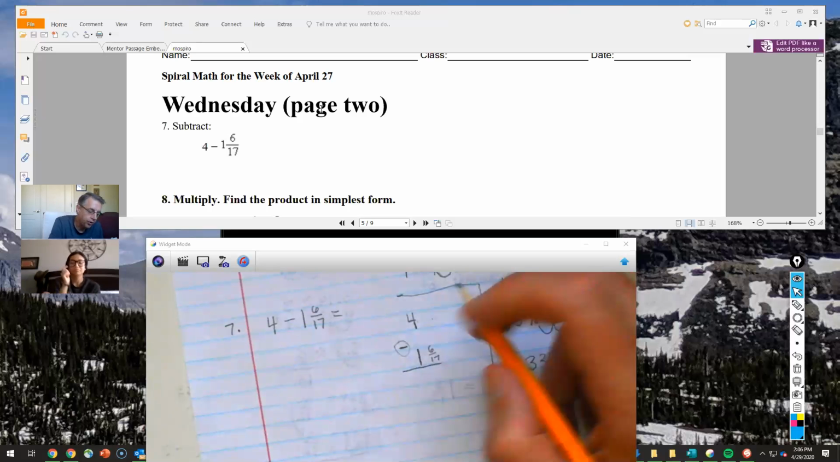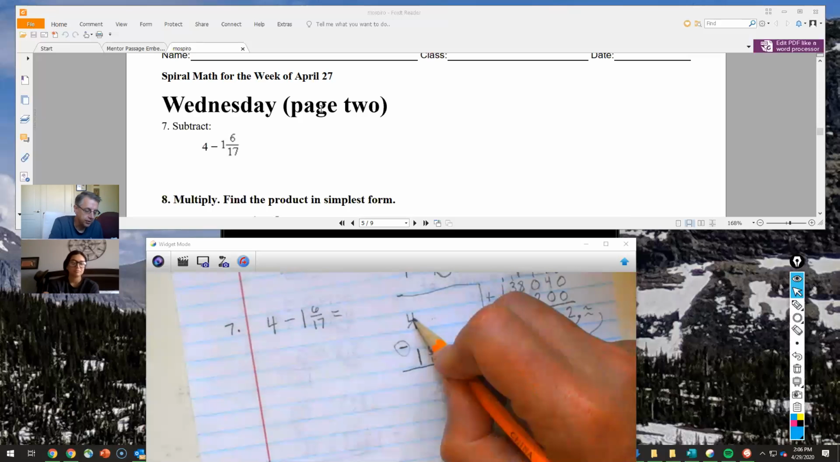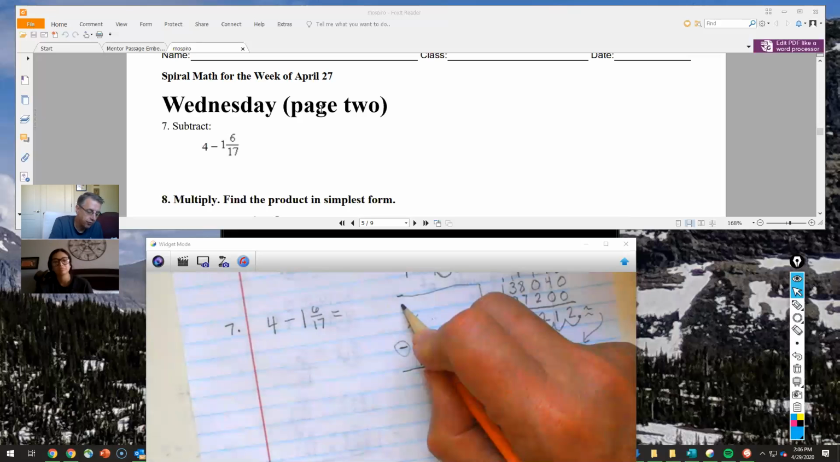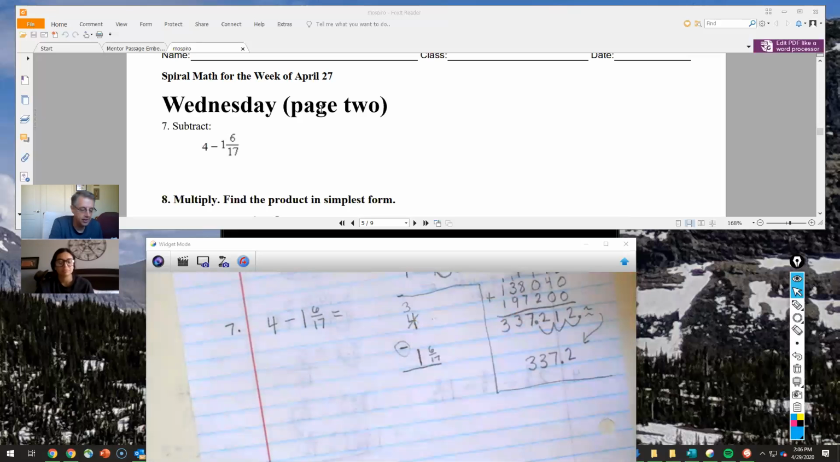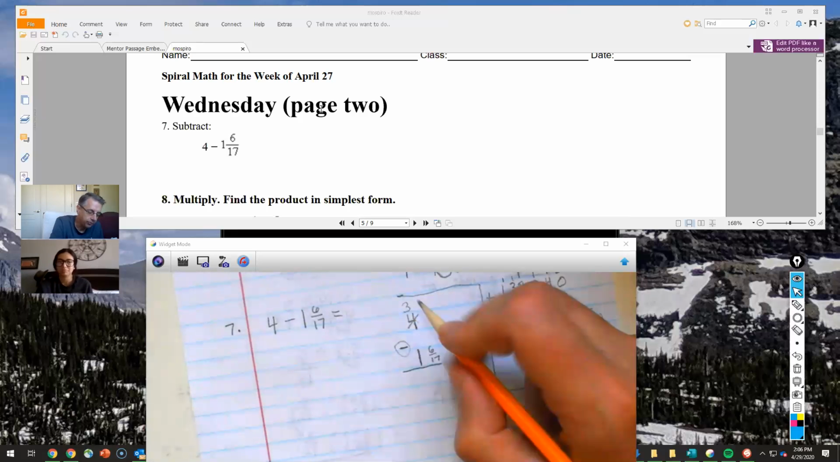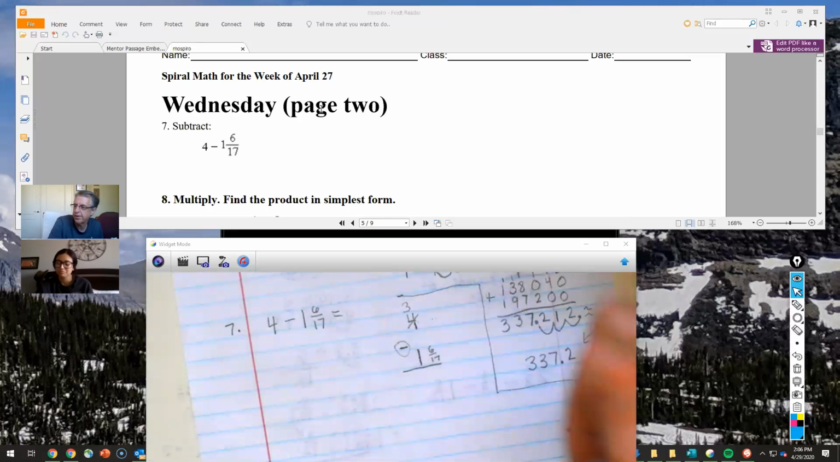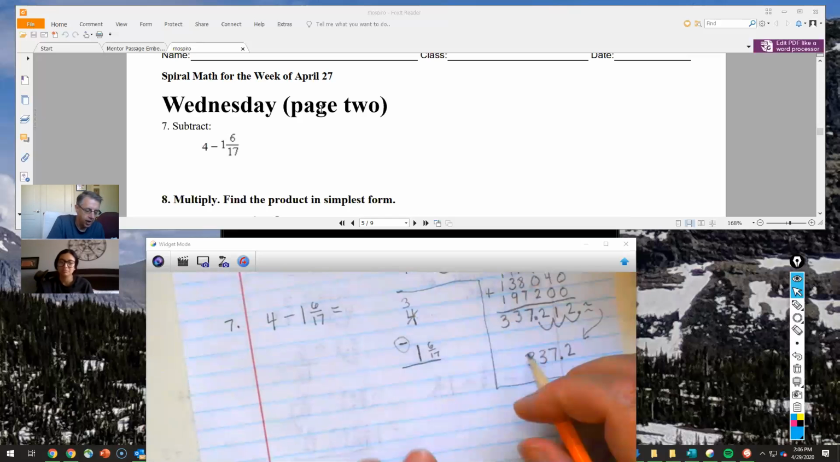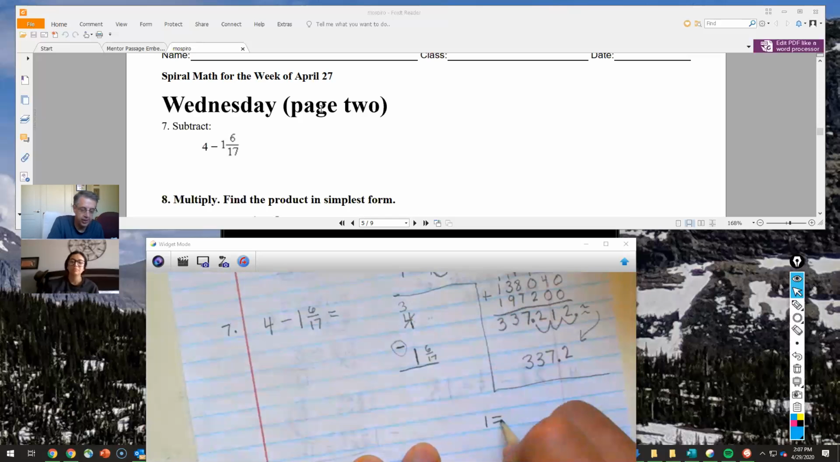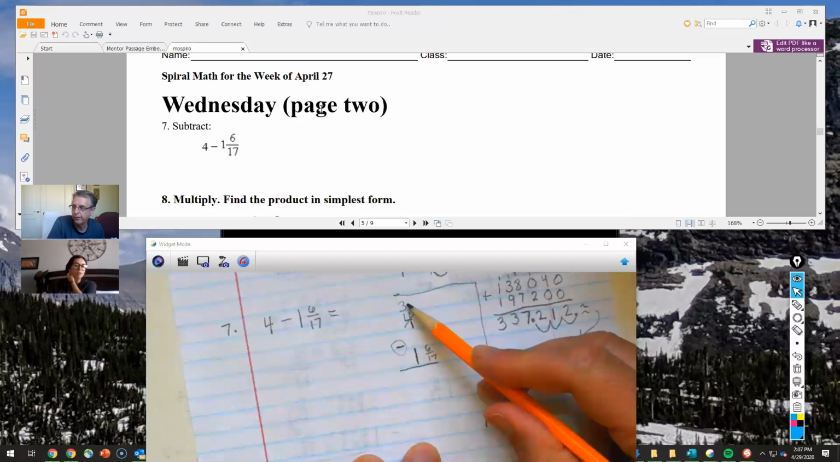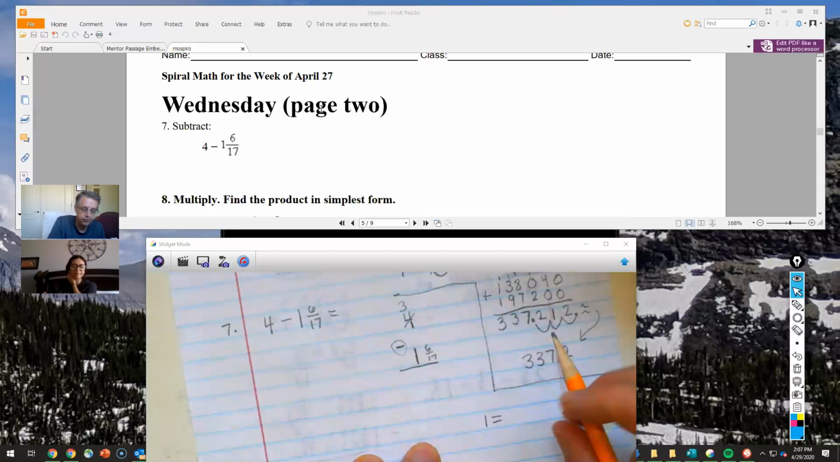We're going to borrow 1 whole from the 4. So I take 1 whole away from 4, that becomes 3. Now when I have 1 whole, and I'll just write it down here to remind you what's going on, I want to turn that 1 whole, the 1 that I borrowed, into a fraction with a denominator of 17.